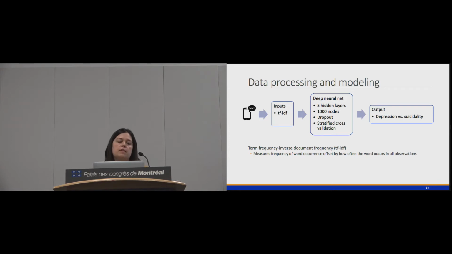From there, we took the text messages and transformed them into something called term frequency inverse document frequency. For those of you who are unfamiliar, you could think of this as simply counting up words, the number of times a word occurs in an observation, and then normalizing that by the number of times that word occurs in all observations. So this gets fed into a predictive model. For our purposes, we used a deep neural net, which had 5 hidden layers, 1,000 nodes per layer, dropout to avoid overfitting, and stratified cross-validation to maintain that class balance. The output labels were either depression versus suicidality.